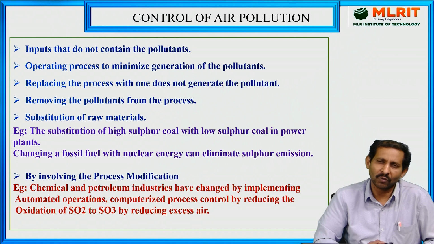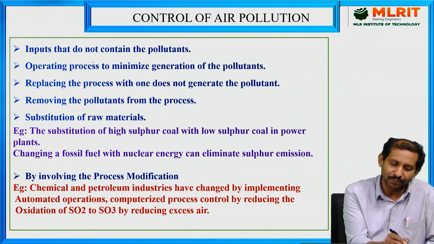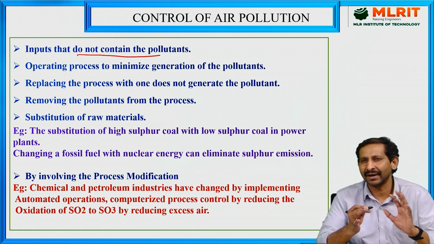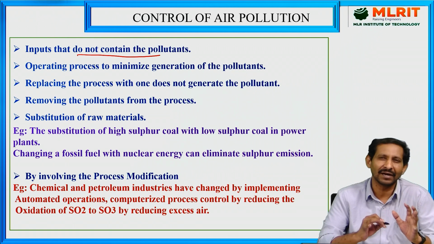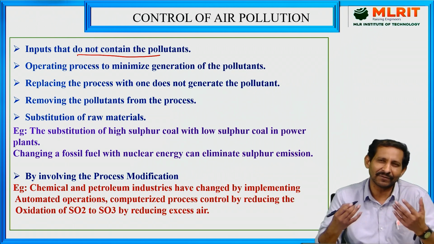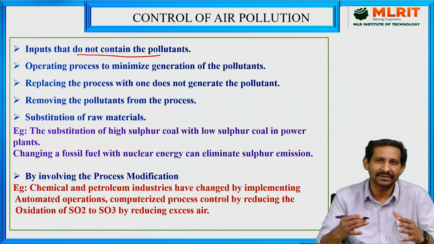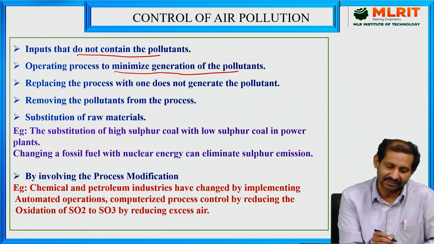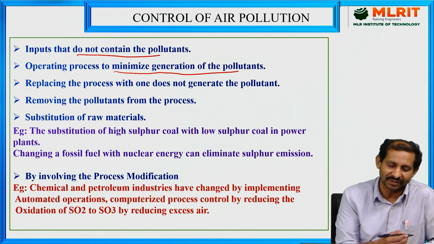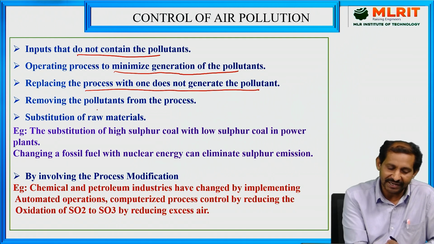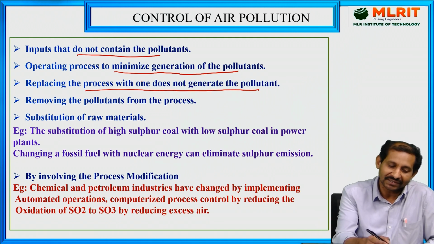Now control. What are the control methods for air pollution? First, the inputs should not contain any air pollutants. The feedstock must be one with fewer pollutants, preferred over a feedstock with more pollutants. Operating the process should minimize generation of pollutants. Whatever process you utilize should produce fewer pollutants. Replace the process with one that does not generate the pollutant, and remove the pollutants from the process. So these are some of the control methods.